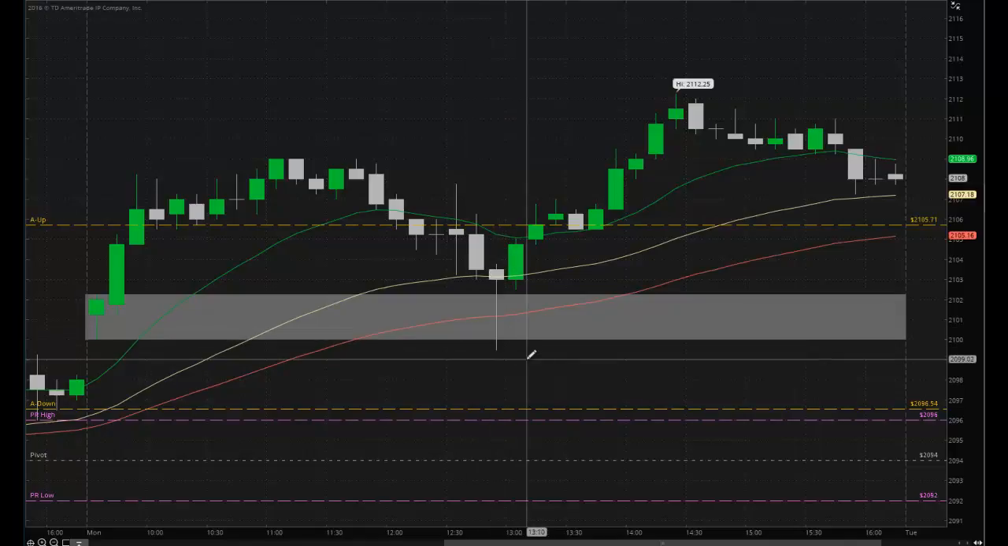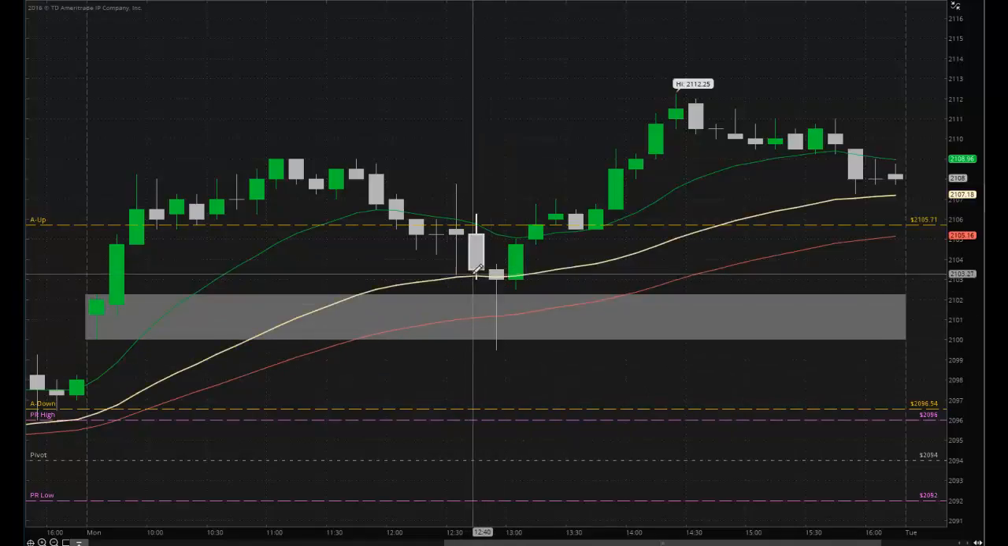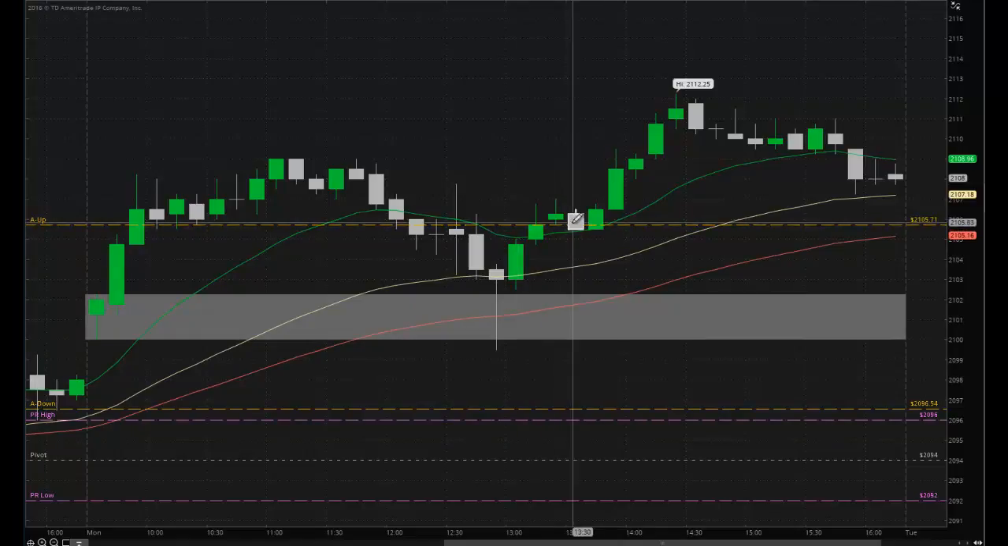All right, and then of course you got a nice hammer here, nice tail here, and price came back up, came to the A up, and then moved higher to an all-time high of 21.1225, and then there was some profit taken late in the afternoon. So kind of not the best of days. I think it was a tough day to trade because the trades weren't really giving you the best results.